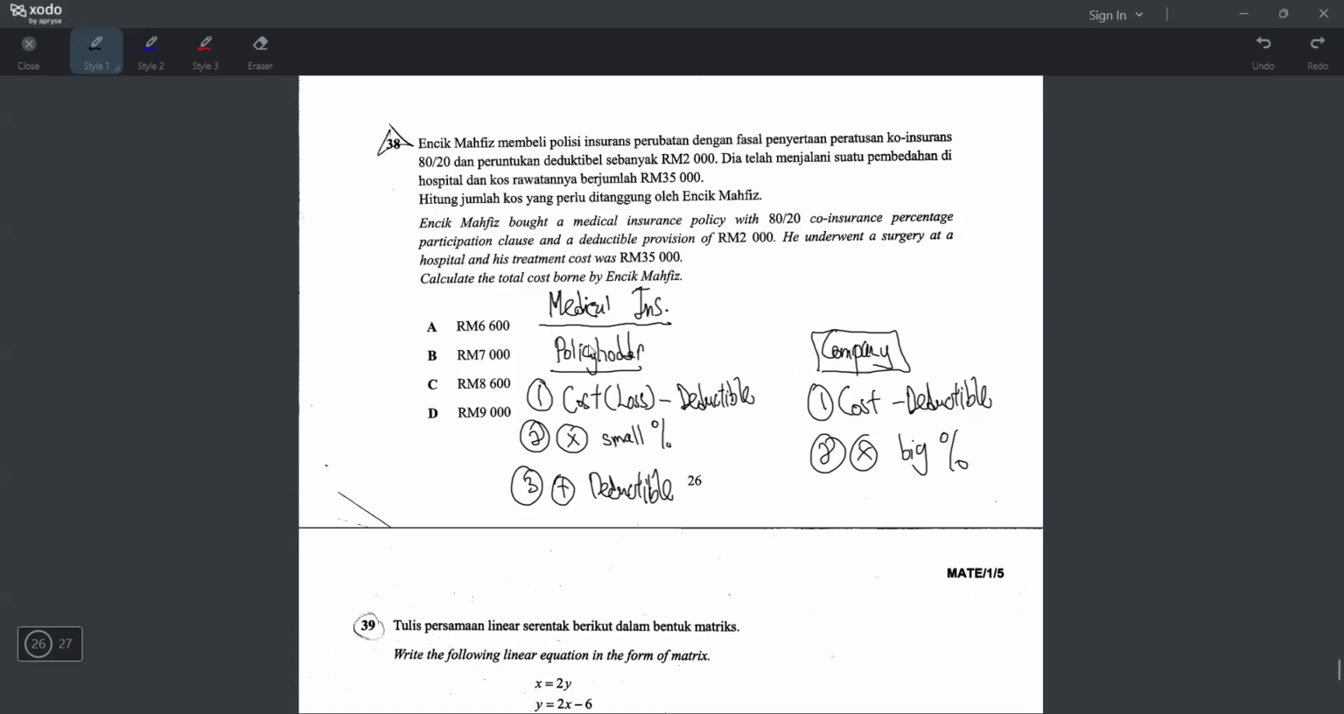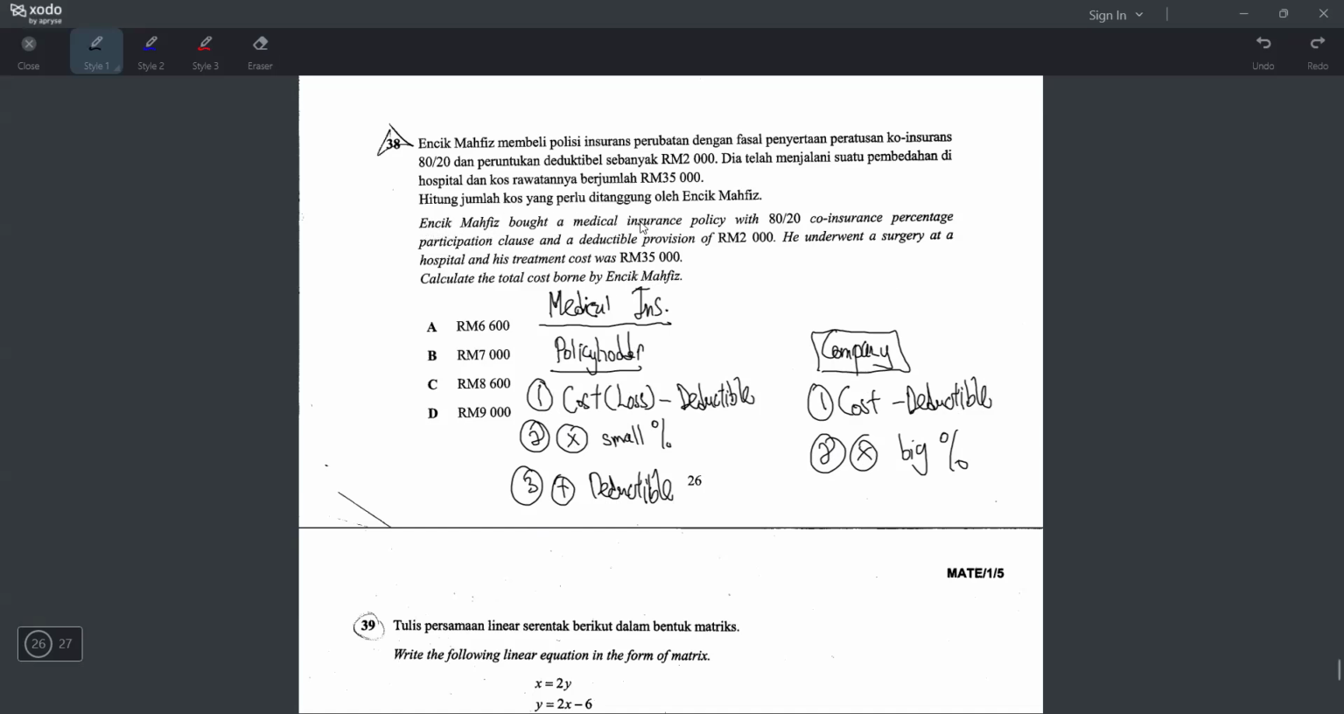And the cost that the policyholder has to pay has 3 steps. So if you memorize all this, then you can do this question. You have to memorize. This is how I teach my own students. I tell them to just memorize this whole thing. Okay, let's read the question.